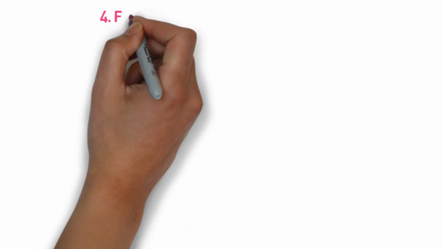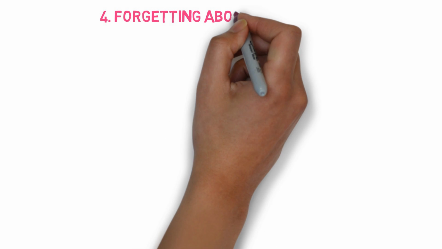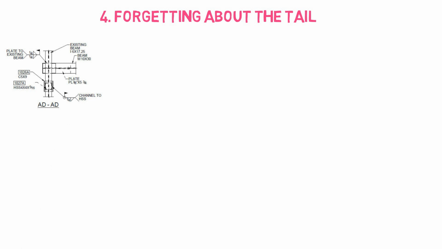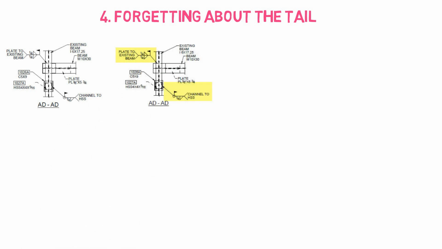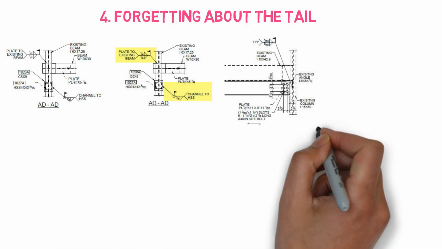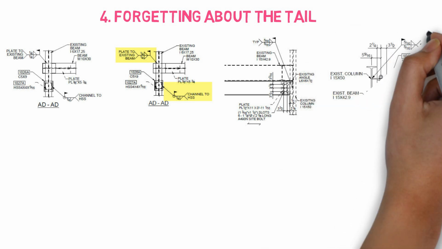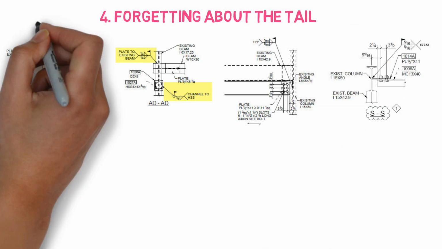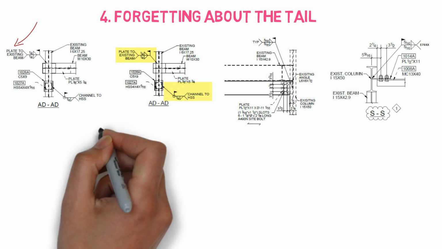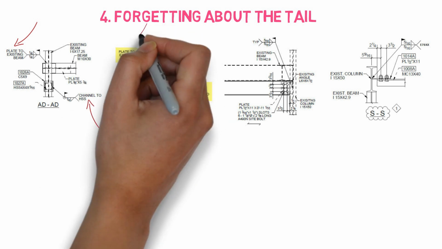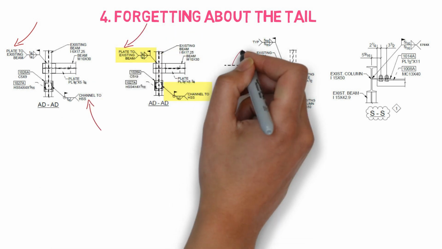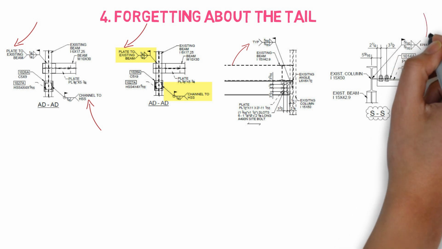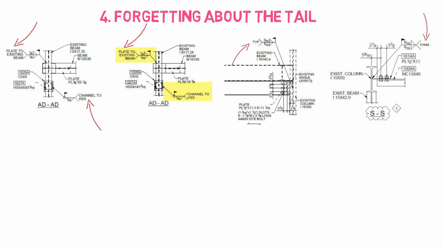The fourth possible error is forgetting about the weld tail. As we know, the weld tail is an important part of the welding symbol. However, the weld tail is optional. So if you want to pass on a note related to any welding specification, or any important notes about the type of weld or what is specifically needed for that welded connection, that note can be put in the tail.